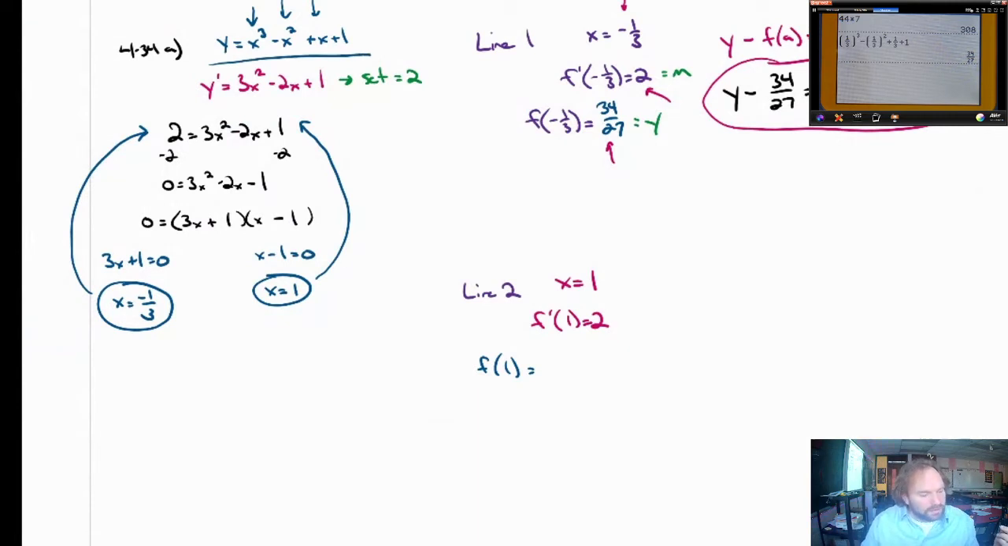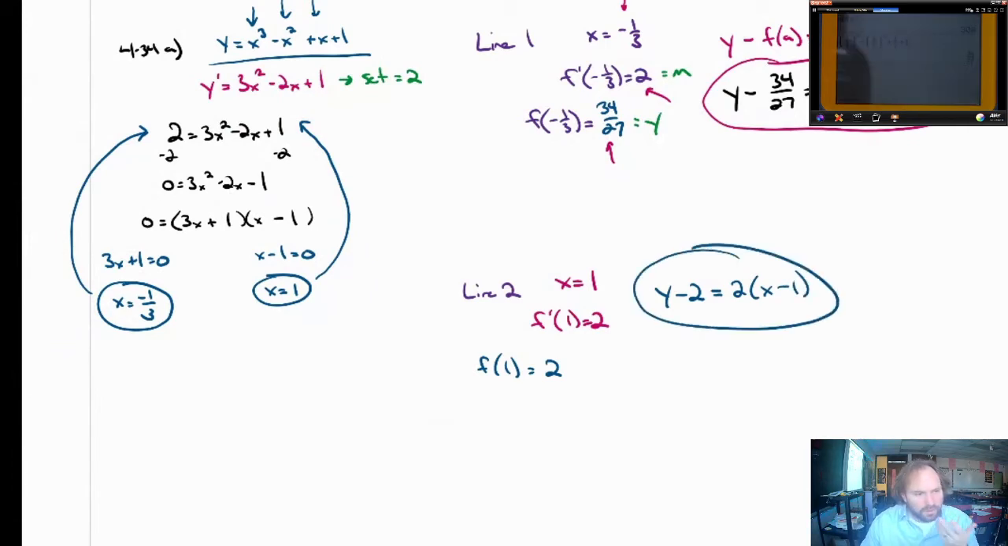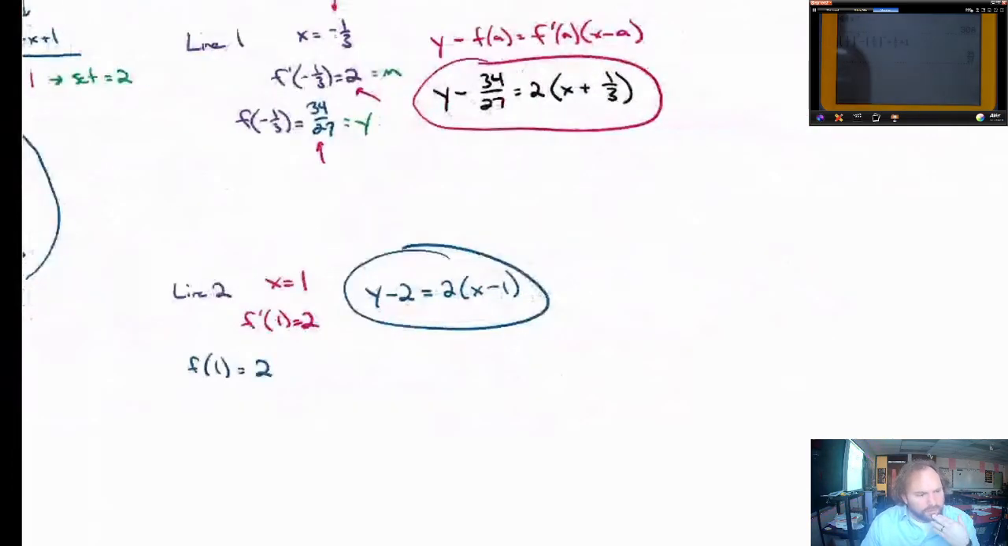That will be 1 cubed minus 1 squared, which is 0, plus 1 plus 1, which is also 2. So the other equation we're going to write is y minus 2 equals 2 times x minus 1. And again, we could easily move that into slope-intercept form, but there's no need to. There are your two answers.